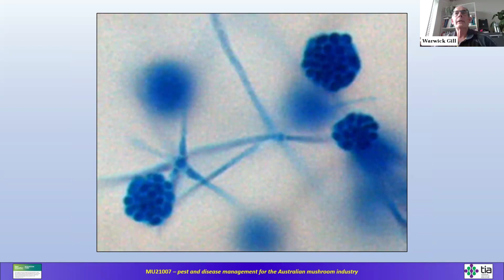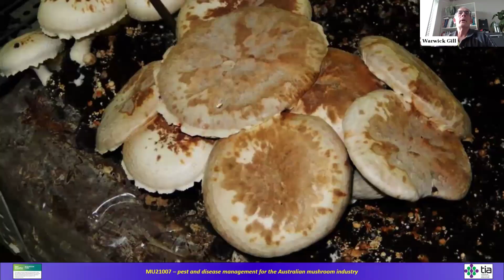To demonstrate how difficult this is, we ran a test at the Marsh Lawson Mushroom Research Unit a number of years ago in a previous project, and we inoculated a crop late with lectinocillium. We see it here expressing with browning, and the grey velvety growth is sporulating lectinocillium.